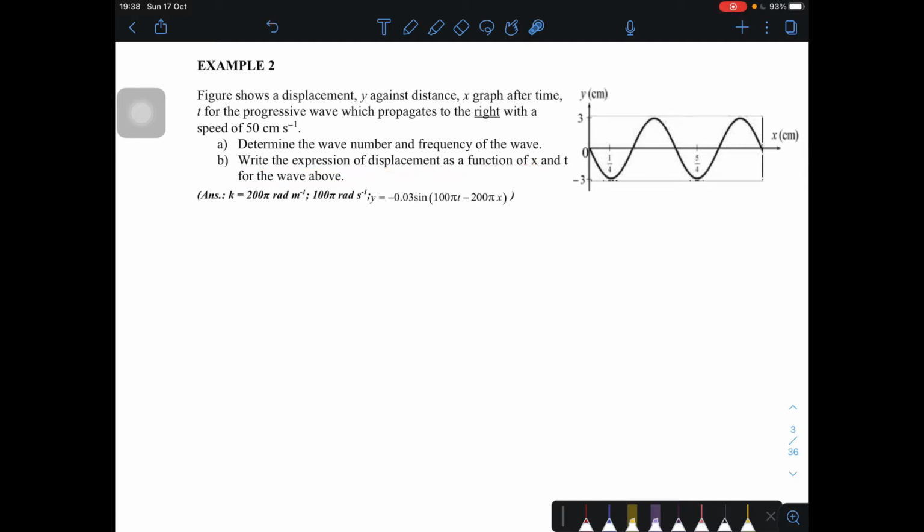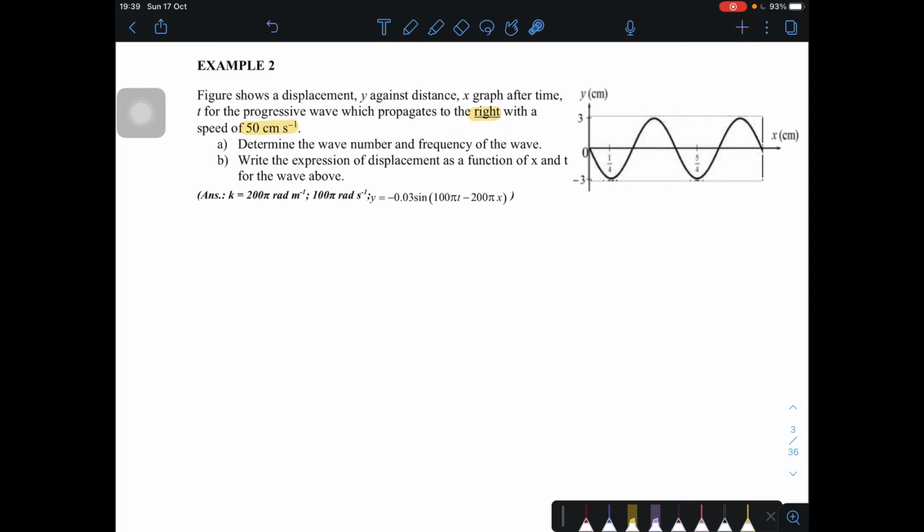Okay, so we are given here a graph of y, displacement, against the distance, which is in centimeter. And then it says here that the wave propagates to the right. And then given the speed is 50 centimeter per second. So this keyword right here is very important in order for us to write down the equation later.